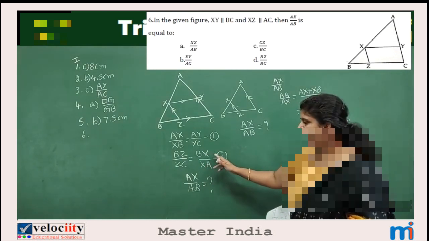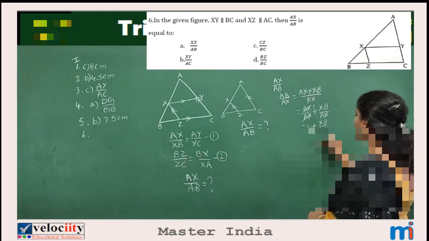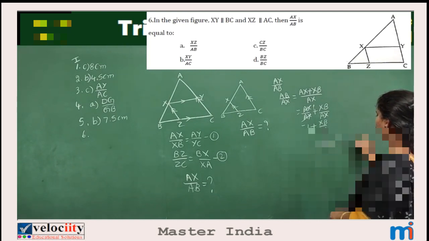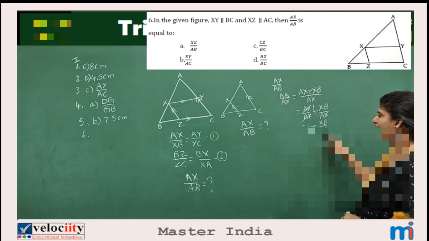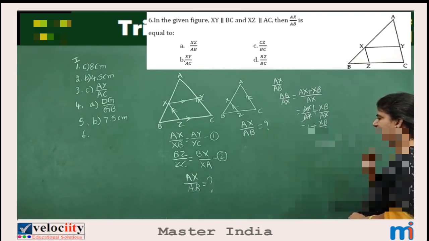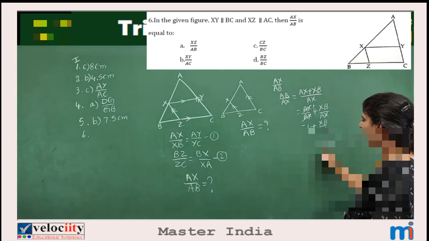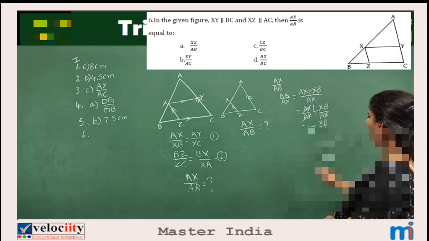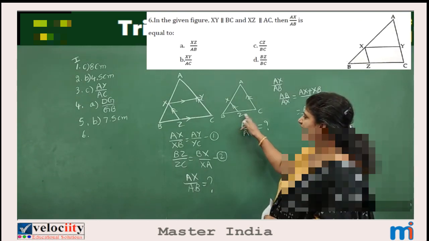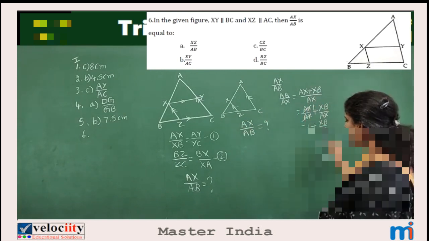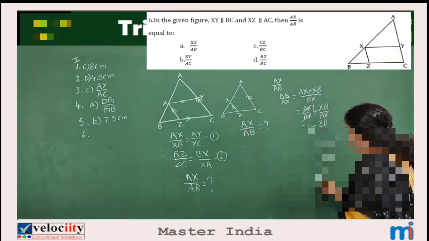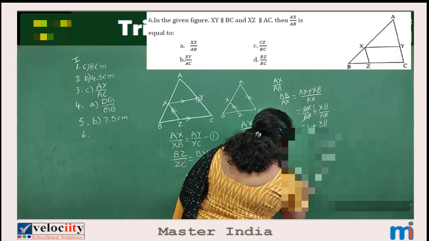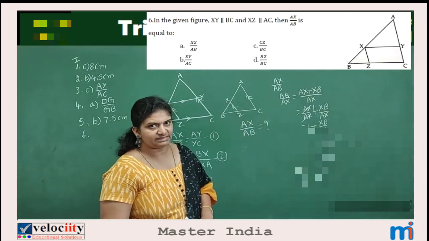XB or BX is same. XB by AX is nothing but BZ by ZC, since by equation 2 I have written this. Instead of BX by AX, I have written BZ by ZC. Now do again LCM. ZC plus BZ by ZC. What is ZC plus BZ? ZC plus BZ is nothing but BC. BC by ZC. Now AB by AX is equal to BC by ZC.